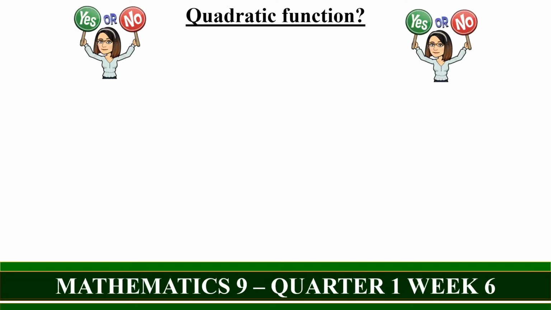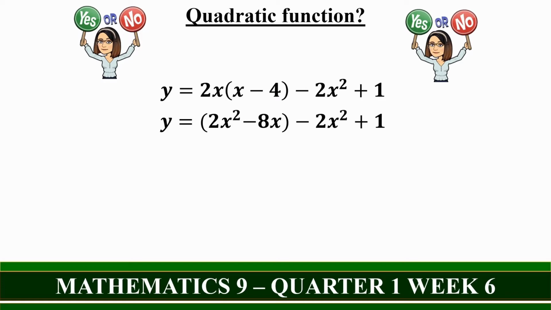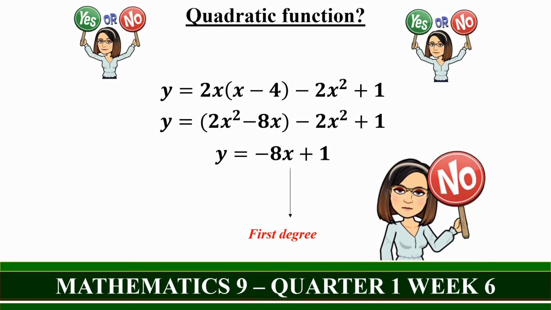Okay, last one. Is it a quadratic function? y is equal to 2x times the quantity x minus 4 minus 2x squared plus 1. It is not a quadratic function. Simplify the equation, multiply 2x and x minus 4. We get 2x squared minus 8x. And then copy negative 2x squared plus 1. Simplify and combine all the like terms.